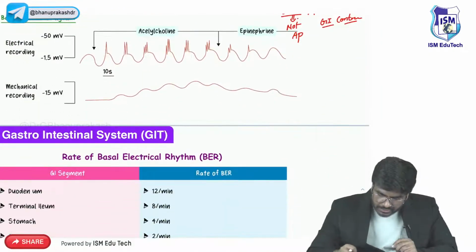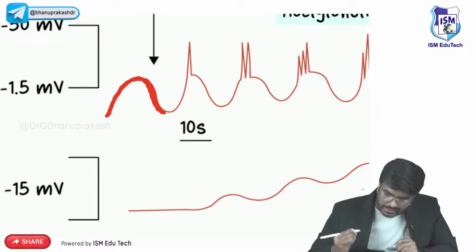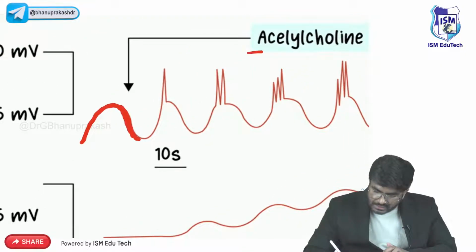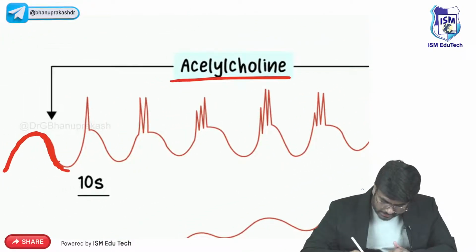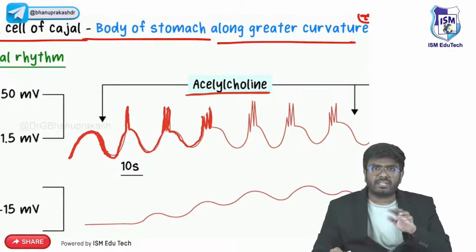Okay, so the same thing, look here. Now initially what do you have? You are having the basal electrical rhythm, simple basal electrical rhythm. But see, when the acetylcholine is acting, now you are having spike potentials: 2 spikes, 3 spikes, more number of spikes. You can ask me, what is the difference between the spikes, sir? 1 spike, 2 spike, 3 spike.